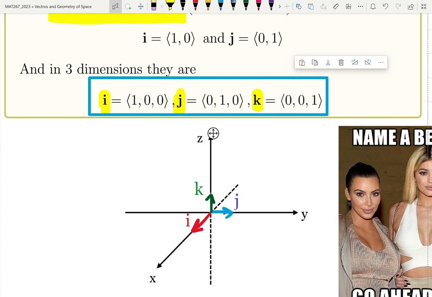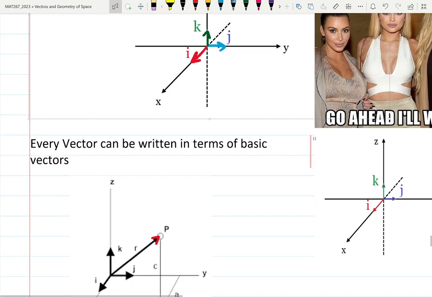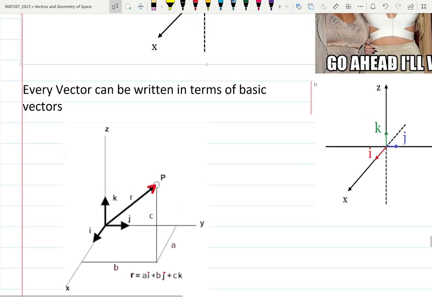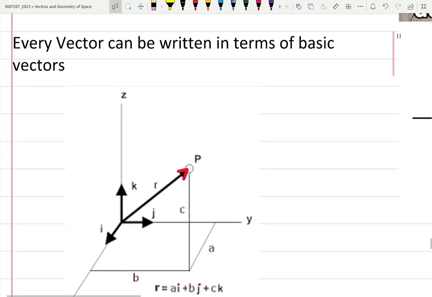That is genius. And because it's so genius and amazing, every vector, write this down, every vector can be written in terms of these basic vectors. Sometimes they call them basic vectors, but the international name is standard unit vectors. So every vector, that's very important, and that's why they are so amazing, can be written using those 3 vectors.